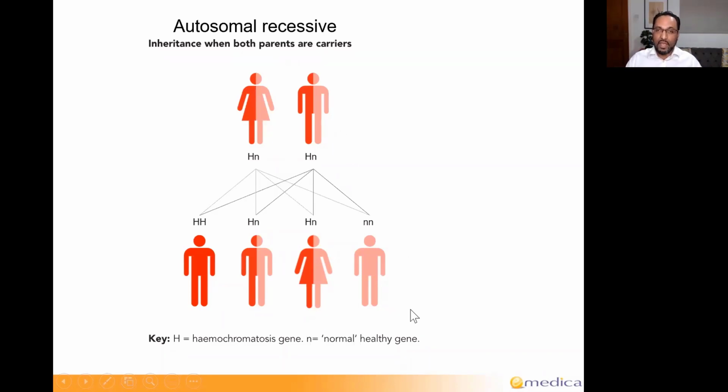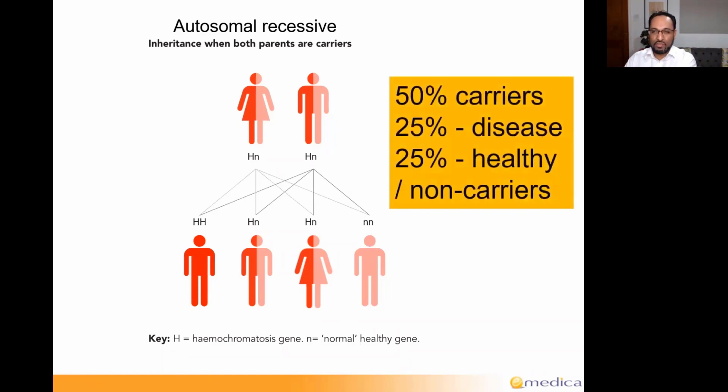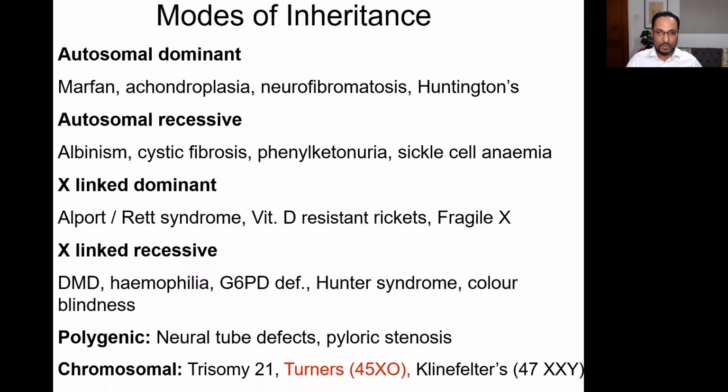Now, not only will you not be a carrier, you've got no chance of passing it on to your children, okay, to the next generation, okay? So that's autosomal recessive. So 50% chance of becoming a carrier if both parents are carriers, 25% that you have full-blown disease, 25% that you're healthy and not a carrier, okay?